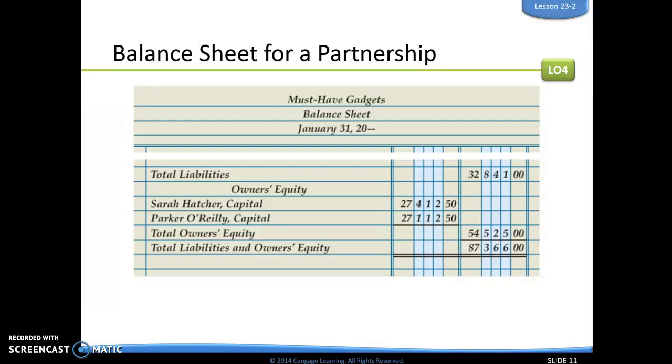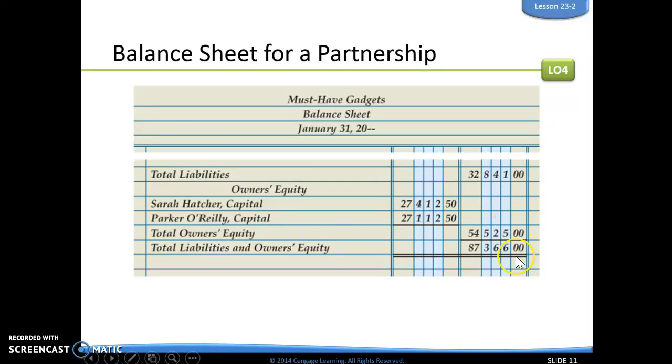Okay, a balance sheet for a partnership is not too new. The only thing that will be different is our owner's equity section. And so here we have our Sarah Hatcher capital and then our Parker O'Reilly capital. Okay, and then total owner's equity. So adding those two together.